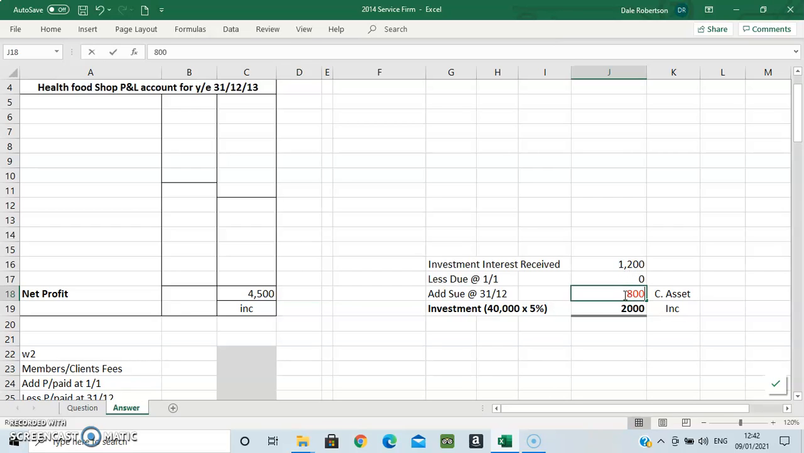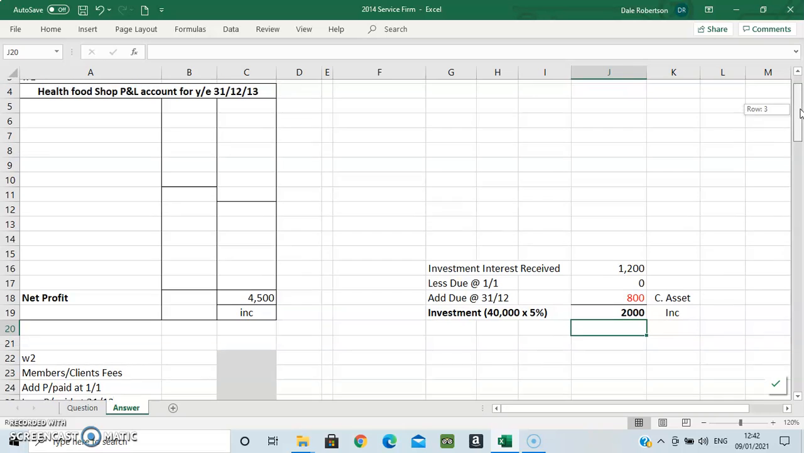I'll skip this line for a moment, and you go down here and you say how much should the investment interest actually yield? Well, it should be 40,000 by 5%, which of course is €2,000. Now, if you're entitled to €2,000, but so far in your bank you have only received 1,200, then there is an amount of investment interest due at the end of the year, and that investment interest due at the end of the year is 800. Now, the 2,000 itself is an income, and the 800 is an income due at the end of the year, which of course is a current asset.